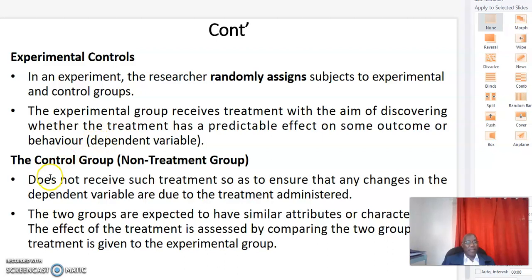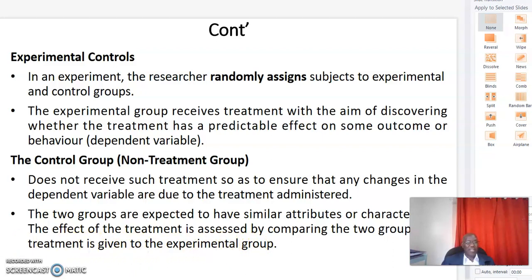On the other hand, we have the control group or the non-treatment group. This group does not receive such treatment so as to ensure that any changes in the dependent variable are due to the treatment administered. The two groups are expected to have similar attributes or characteristics. The effect of the treatment is assessed by comparing the two groups after treatment is given to the experimental group.